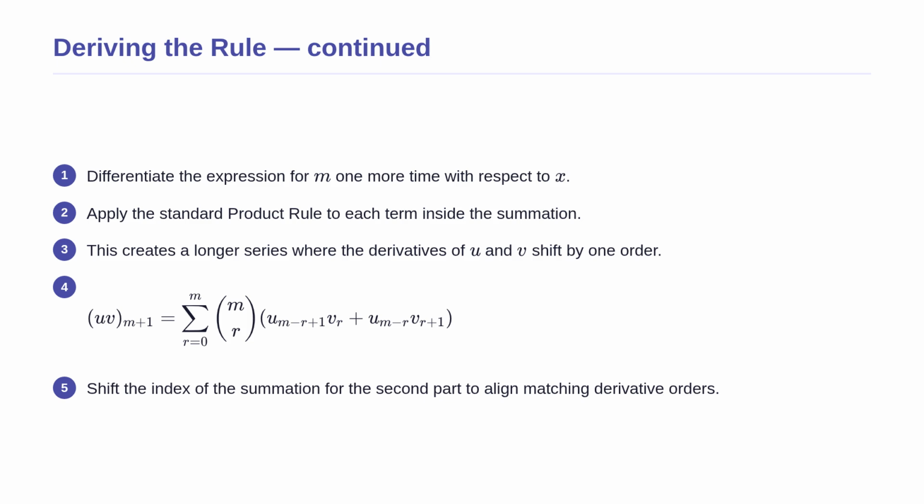This expands our equation into a longer series, where the derivative orders of u and v shift up by 1. By carefully shifting the index of the summation for the second half of the terms, we can align the pieces that have the exact same derivative orders. This step requires careful algebraic bookkeeping to ensure no terms are lost before we combine them in the next phase.